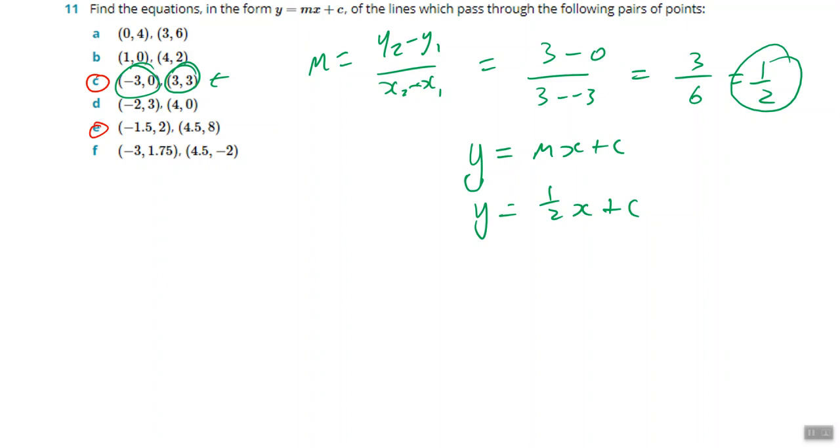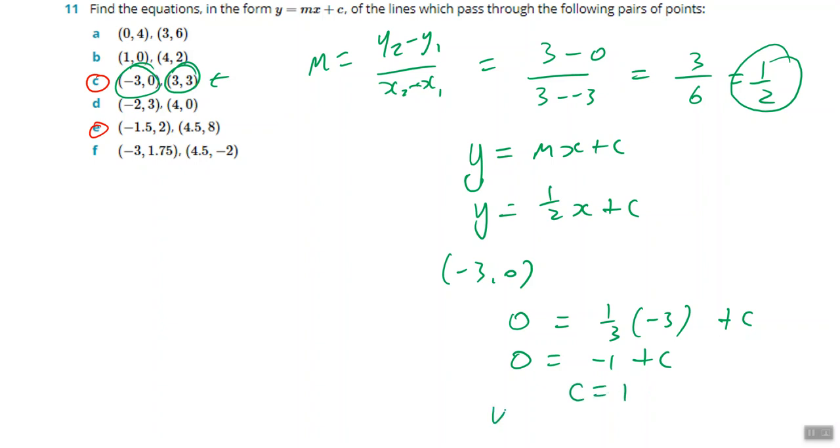You can check it for yourself even. Now I'm going to sub in -3, 0 because it looks nicer. So when y is 0, x equals -3. Let's simplify this. A half of -3, a third of... is -1 plus c. So if I move the 1 to the other side, I get c equals 1. So therefore, your equation is y equals a half x plus 1. Okay, and you're done.